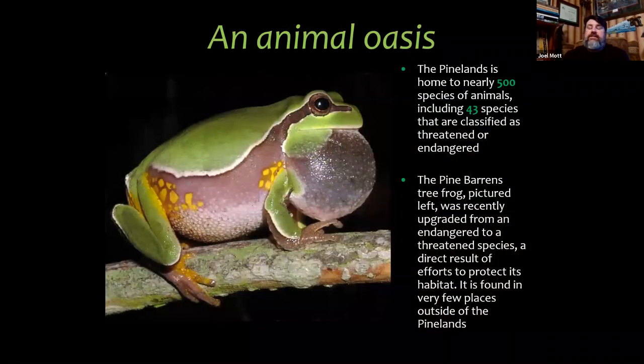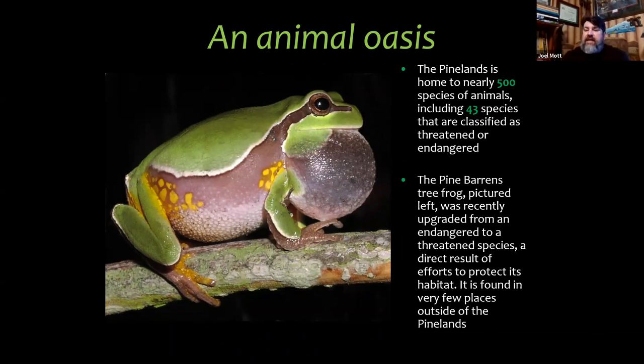This one right here, in some ways, is kind of the mascot, I think, of the Pine Barrens. I'm going to date myself a little bit with this one, but when I was a kid, the Pine Barrens tree frog was an endangered species. And over the last 40 years, its status has been reviewed, and now it's considered a threatened species, which means we still protect it. We have rules and regulations to protect it, but the population is in much better shape.